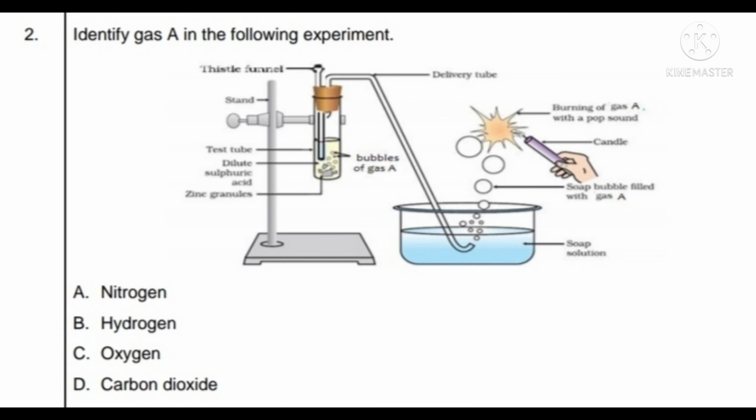Question number 2, identify gas A in the following experiment. Here, zinc granules and dilute sulfuric acid is taken in a test tube and then bubbles of gas A is formed and this gas is allowed to pass through a delivery tube and a lighted candle is brought near the opening of the delivery tube and the gas is burned with a pop sound. Then option A, nitrogen, B, hydrogen, C, oxygen, D, carbon dioxide. The correct answer is option B, hydrogen.